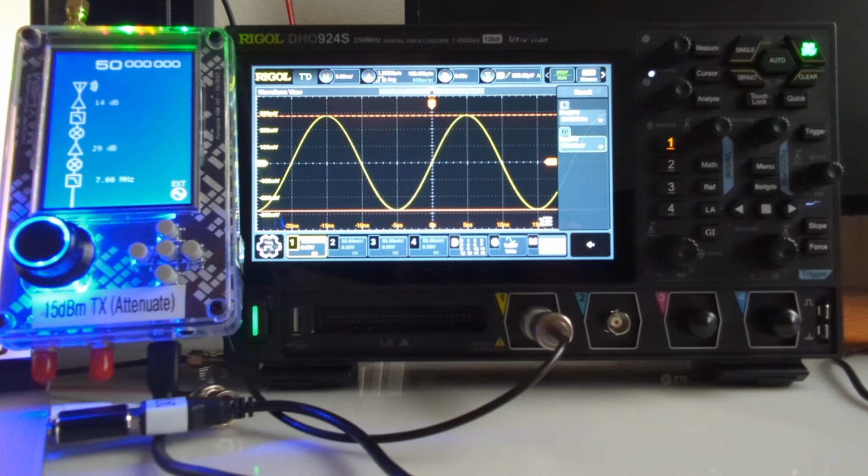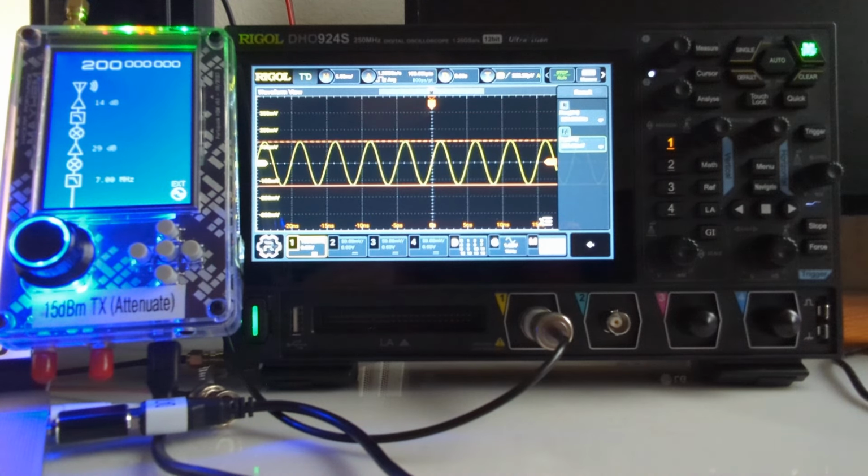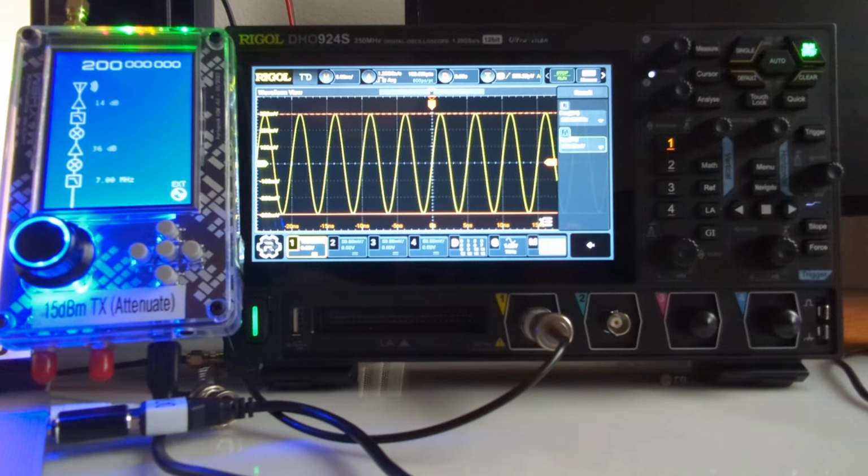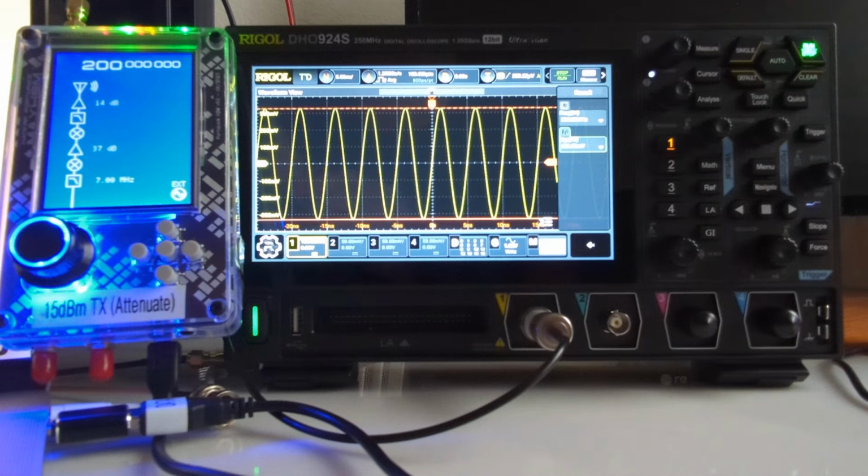So here we go. I'm going to bump up the frequency to 200 megahertz from the 50 and bump up the gain within the GNU Radio Companion to 36.6. That's what's needed at 200 megahertz to keep that power level the same. And we're at a peak to peak of 656 millivolts, so no problem at all there.